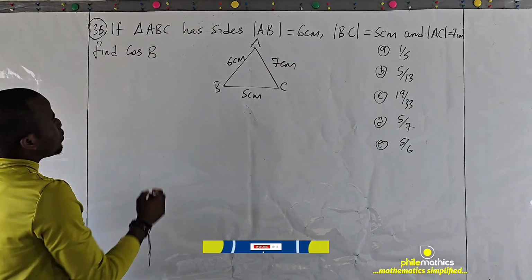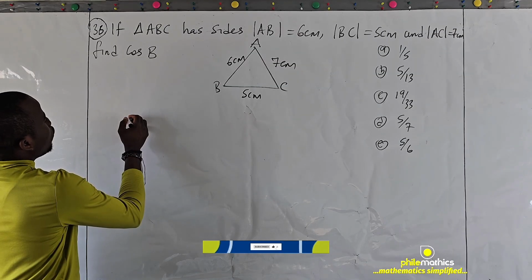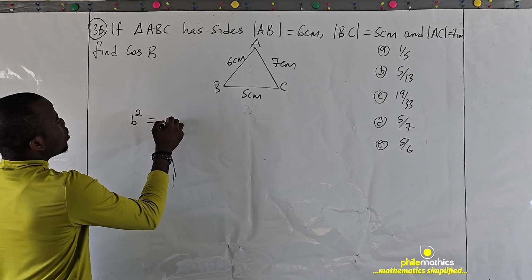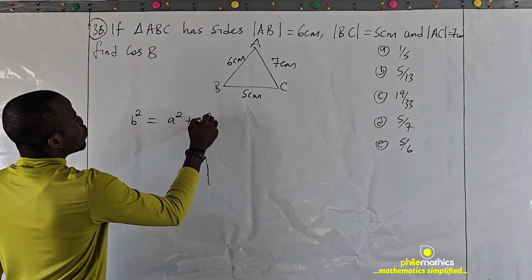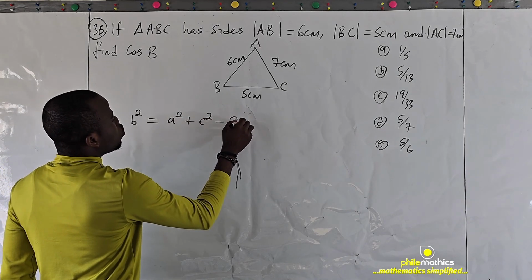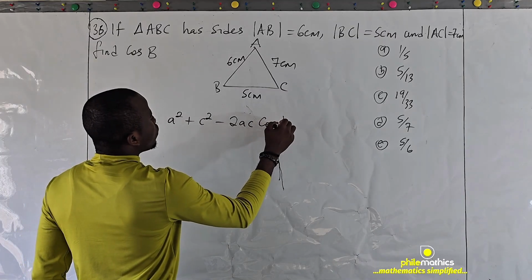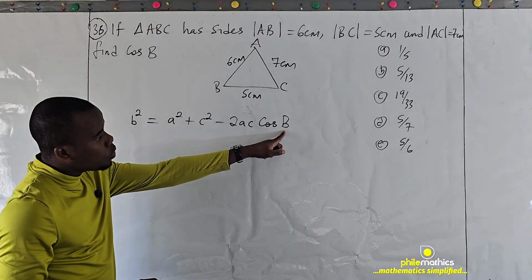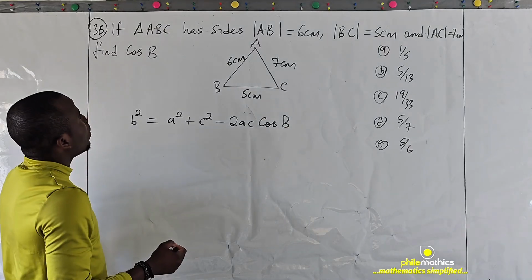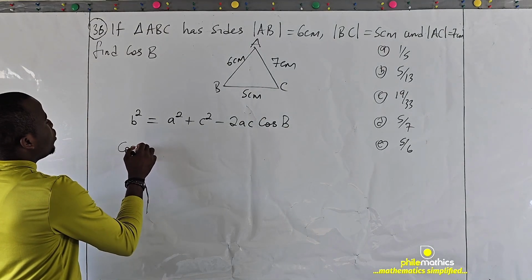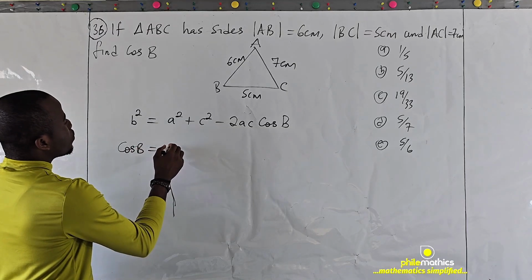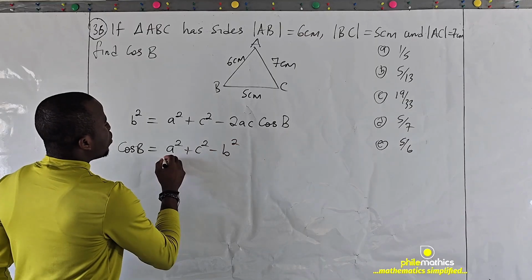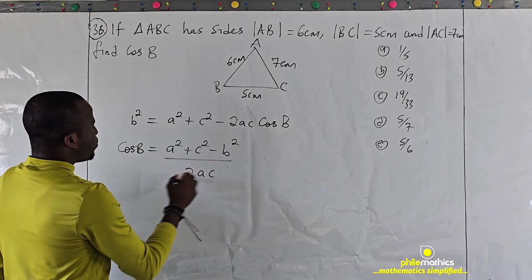You want to recall that if we are looking for b squared, naturally, this will be a squared plus c squared minus 2ac cos B. And so now we are looking for the angle. So we have to make cos B the subject of the formula. So cos B will now be a squared plus c squared minus b squared all over 2ac.